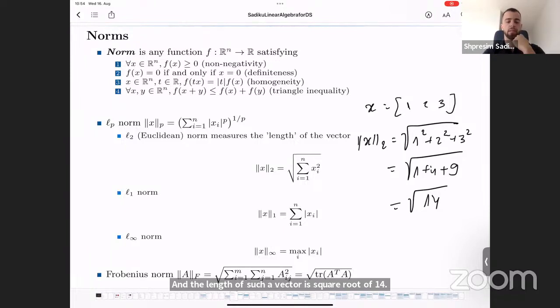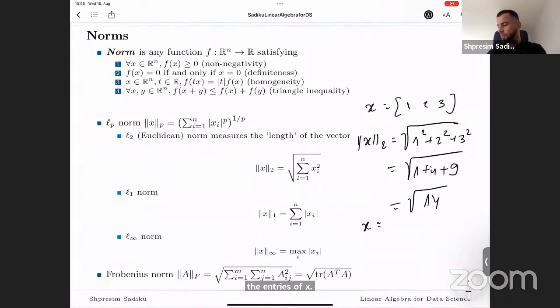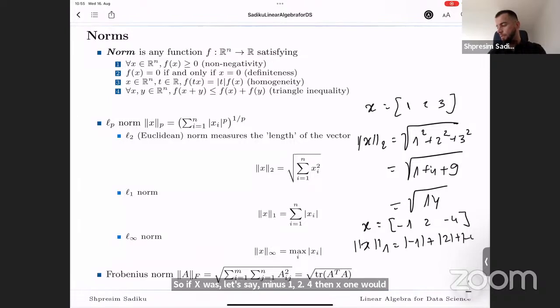Another very famously and widely used norm is the L1 norm. This is one of the norms that is highly used, for example, in compressive sensing, or in the recommendation system that we saw from Netflix at the very beginning, because this norm by definition imposes sparsity. So this is very famous in machine learning, and here you instead just take the sum of the absolute values of the entries xi. So if x was, let's say, (-1, 2, -4), then the L1 norm would simply be the absolute value of -1 plus the absolute value of 2 plus the absolute value of -4, which will simply be 7.